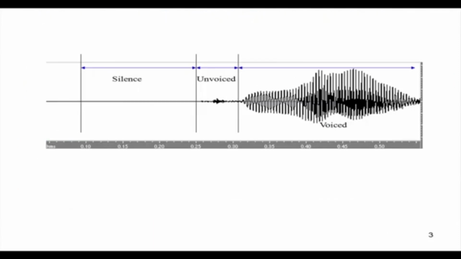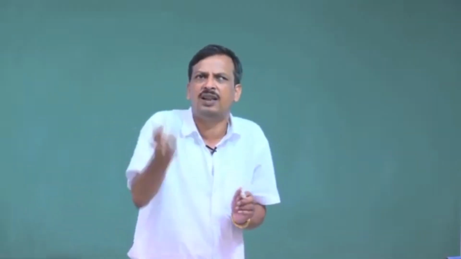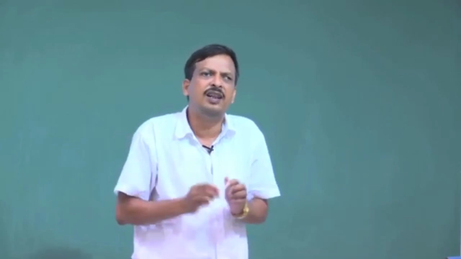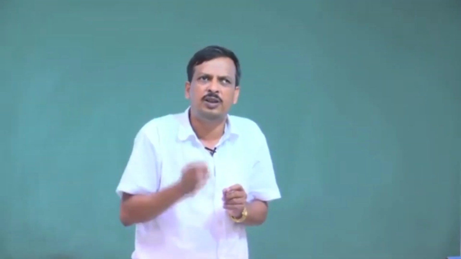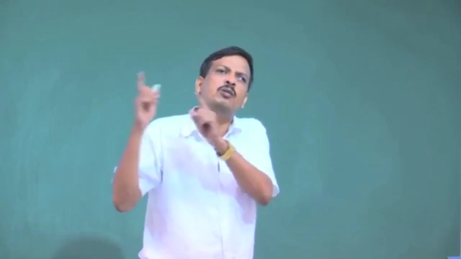Now if you record speech and display it, it will look like this. In this portion I have not spoken anything. In this portion I started speaking; this is called unvoiced sound, where some noisy sound may be there. Then voiced sound is generated. So normally speech has three parts: silence, unvoiced, and voiced. Silence means when I am not saying anything and nothing is coming out from the mouth. Then there may be unvoiced aspiration or friction, and then there will be voiced sound.